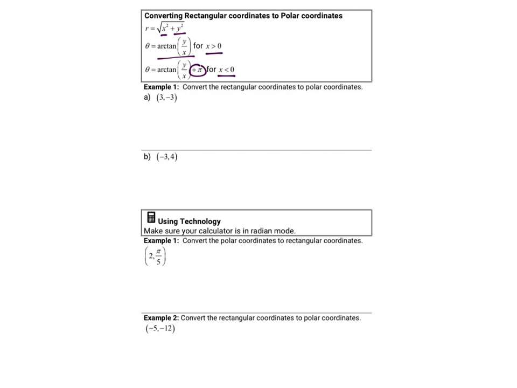Now, one rule that you have to keep in mind. Tangent inverse of x is bound between, anybody remember? Negative pi over 2 and positive pi over 2. So we only look at the right side of the circle for tangent inverse. That's going to be important.